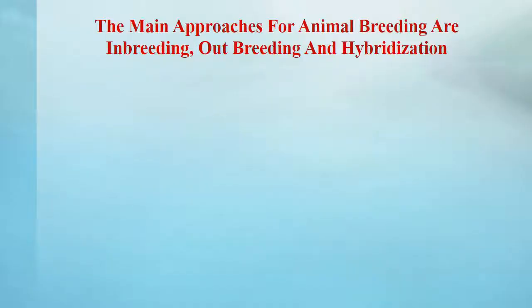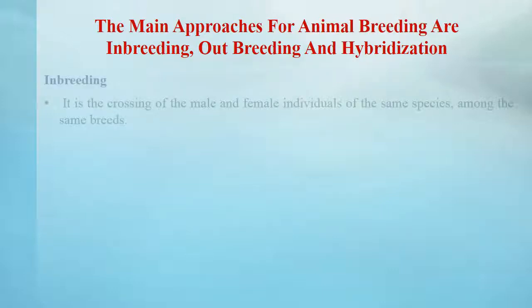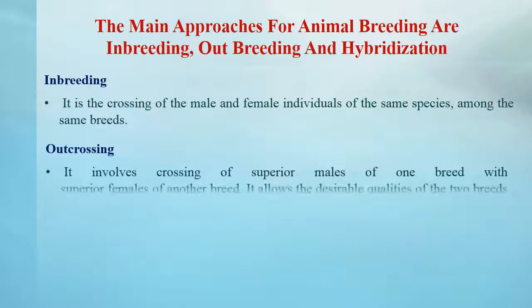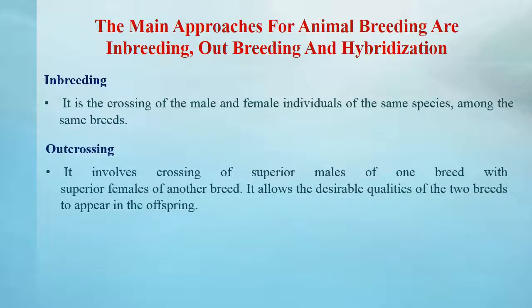The main approaches for animal breeding are inbreeding, outbreeding, and hybridization. Inbreeding. It is the crossing of the male and female individuals of the same species among the same breeds. Outcrossing. It involves crossing of superior males of one breed with superior females of another breed. It allows the desirable qualities of the two breeds to appear in the offspring.